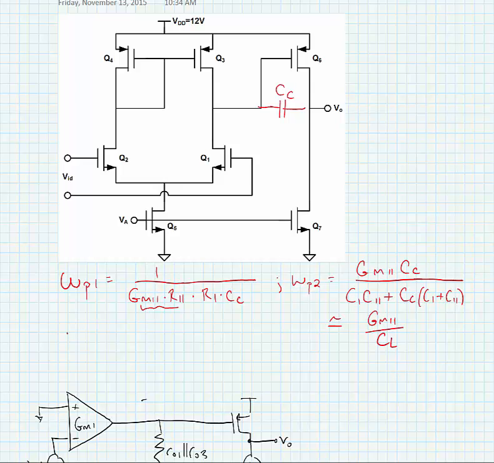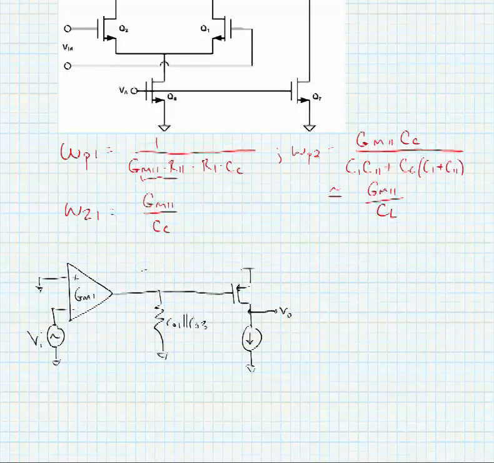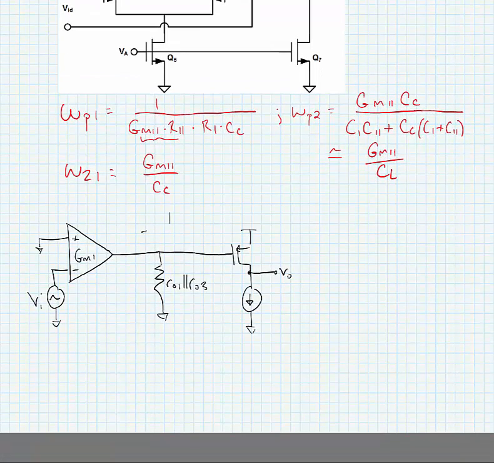Finally, the compensation capacitance also brought a right half plane zero into play, and the right half plane zero had a frequency equal to gm2 divided by CC. This is problematic because a right half plane zero causes a negative phase shift, and it contributes to potential instability because of that.